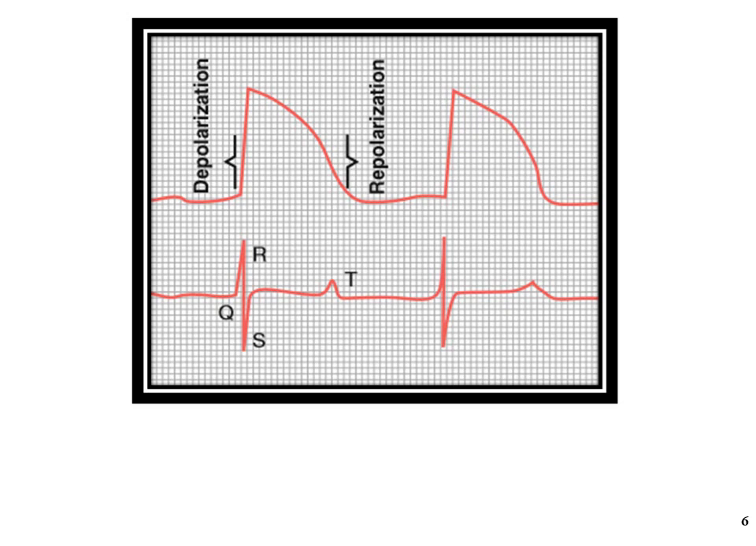This is the synchronization between the electrical activity recorded in the electrocardiogram and the action potential of ventricular muscle cells.